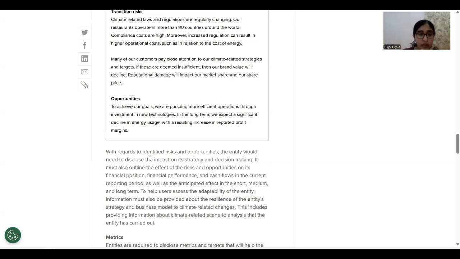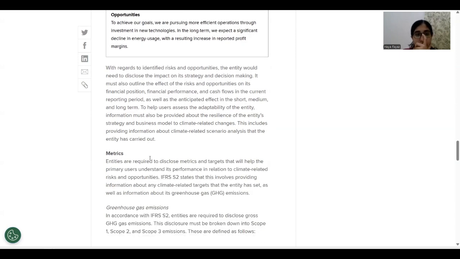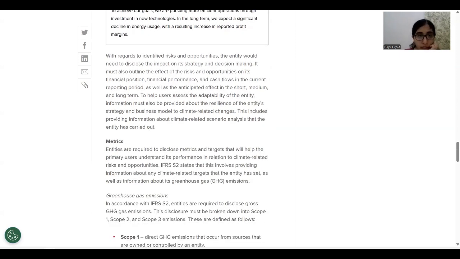That's all. Then, with regards to identified risks and opportunities, entities would need to disclose the impact on their strategy and decision making. It must outline the effect of the risks and opportunities on its financial position, financial performance and cash flows in the current reporting period as well as in the future, and the resilience of the entity's strategy. So, basically, now that this has happened, what is the entity going to do? How resilient are they to such risks?